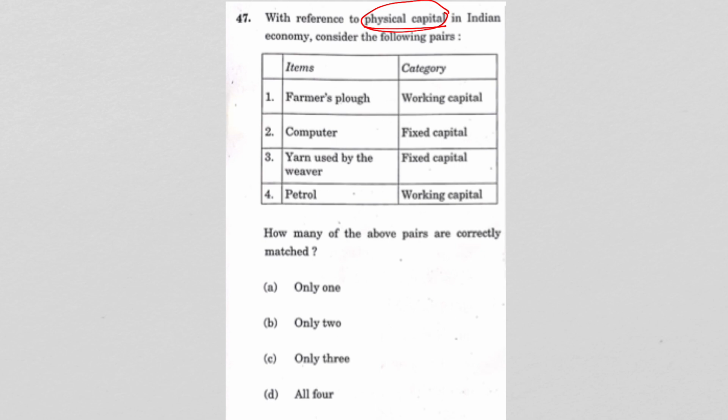All this has become a repeated theme in the prelims examination. So let's see the options. First one, farmer's plow. Here the option given is that it's a working capital.